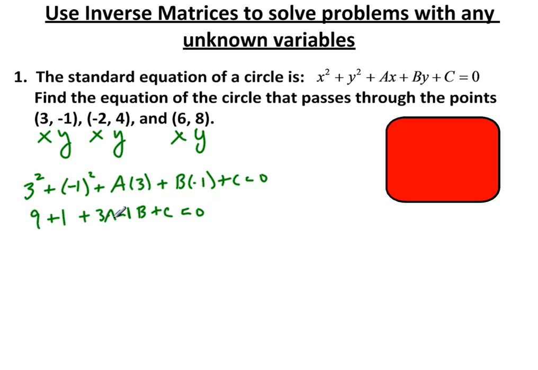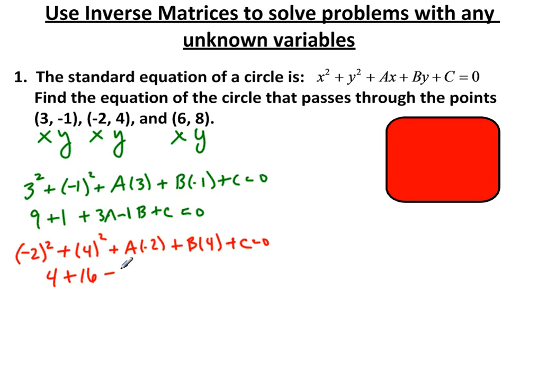All right, but I have 3 unknowns. I don't know what a, b, and c are. Oh, well, if I have 3 unknowns, I must need 3 equations. Well, nice enough for them, they gave us 3 points. So let me do the next set of points. So -2 squared, if I substitute in for all the x's, and I'm going to substitute in 4 for all the y's, plus a times -2 plus b times 4 plus c equals 0. If I clean this up, I'm going to get 4 plus 16 minus 2a plus 4b plus c equals 0.